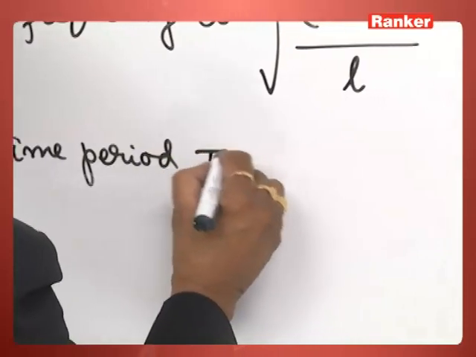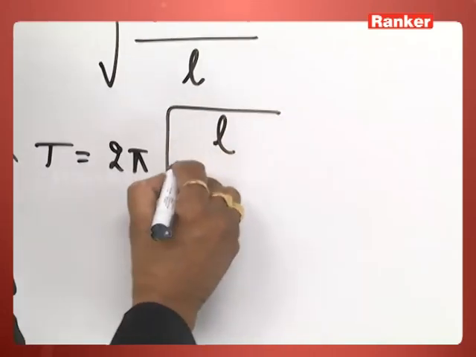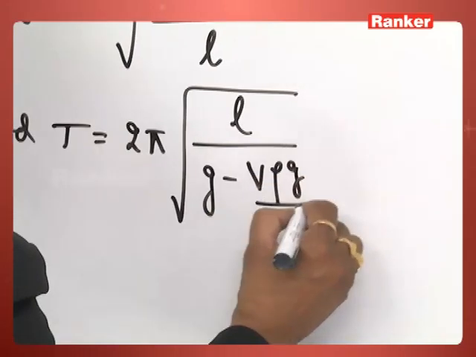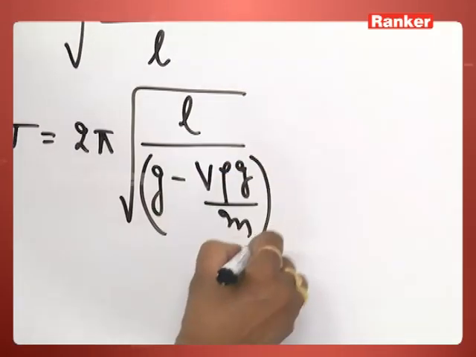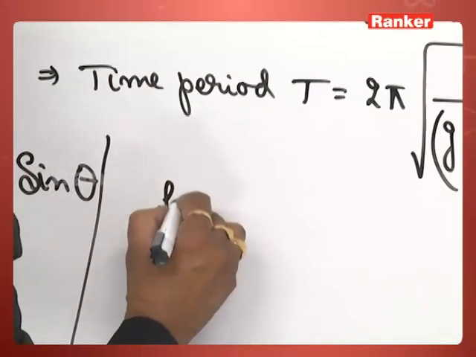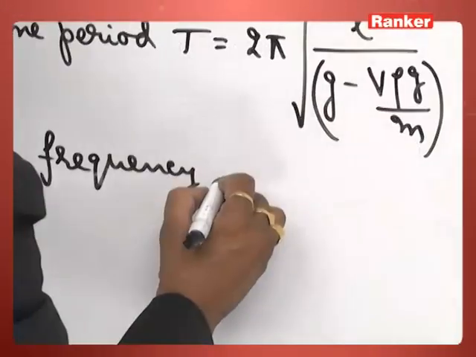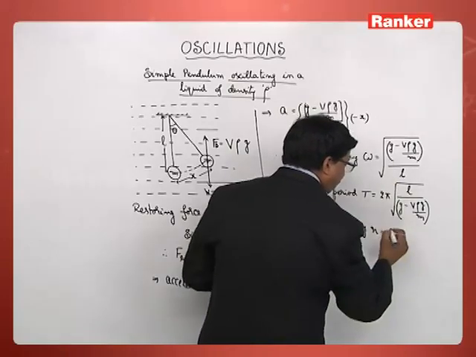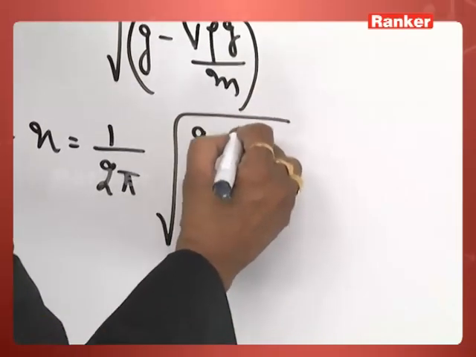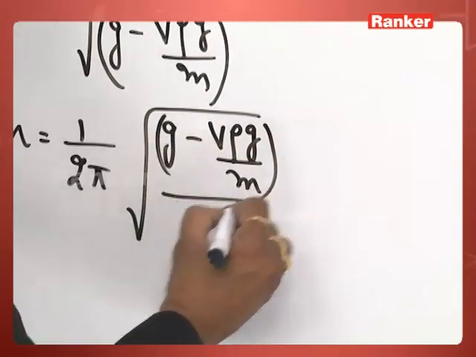Time period T of course can be written like this: 2 pi under root L by (g minus V rho g by m). Exactly in the same manner, what would be its frequency of oscillation? That is n, which is the reciprocal of time period: 1 by 2 pi whole under root (g minus V rho g by m) divided by L.